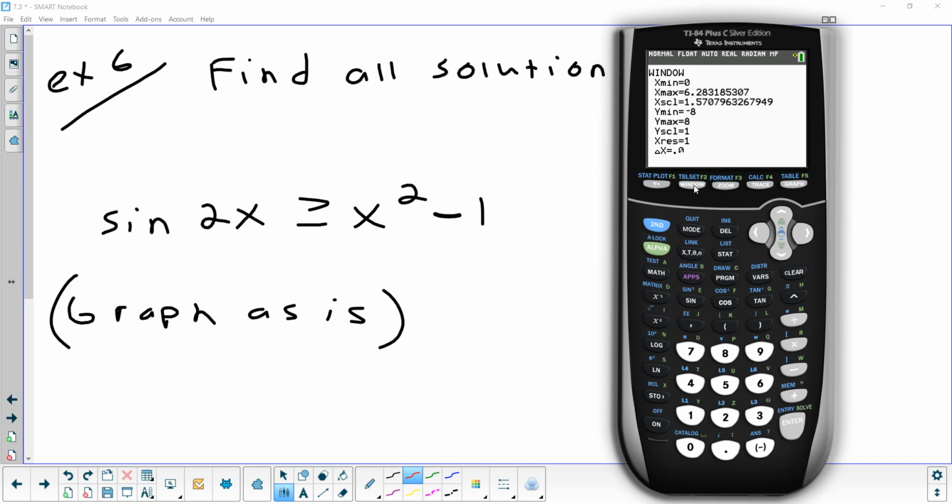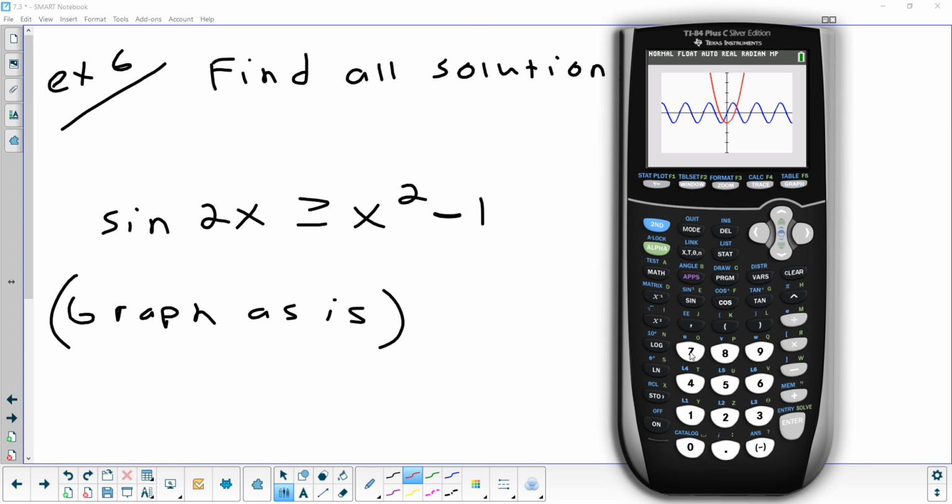Okay, let's think about the window. Well, you know what? Let's just do zoom 7 this time, because I want you to see something. There's your sine function. Repeats forever. There's your parabola. Does your parabola repeat forever?